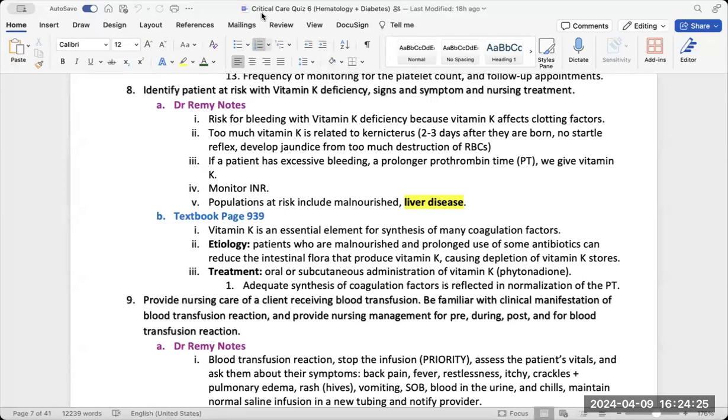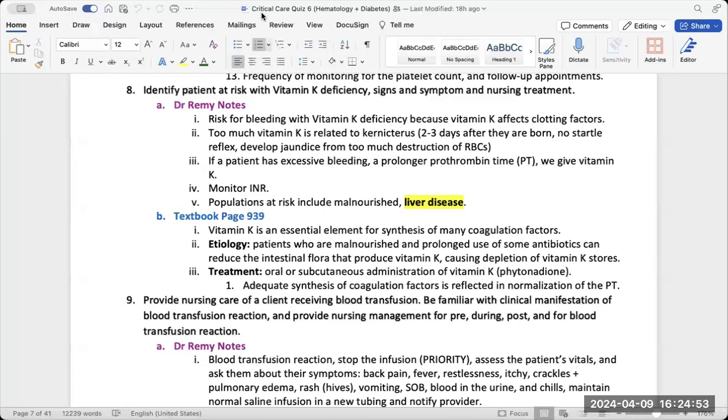And specifically, Dr. Remy said that the patient at risk would be someone who has liver disease. Anybody who has liver disease is at risk for vitamin K deficiency. So you could associate vitamin K deficiency with liver disease, especially if we're looking at an answer choice that asks which patient would be at most risk. I would say pick the one that said liver disease, as she mentioned that.